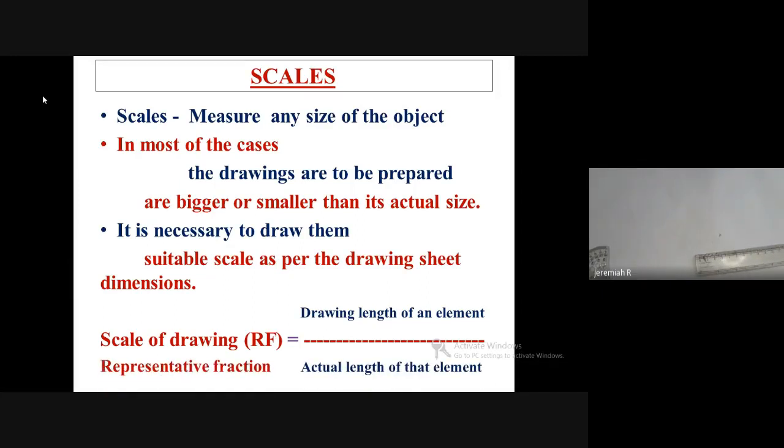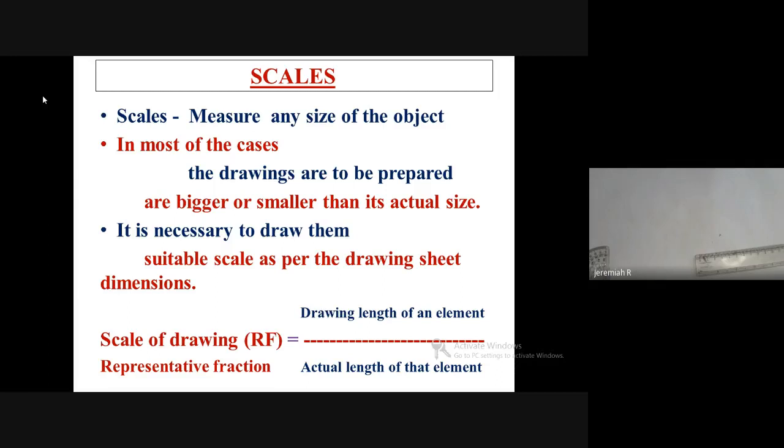The scale of drawing, or representative fraction. The name is scale of drawing. For ellipse, parabola and hyperbola, we have to remember one thing, eccentricity: focus to vertex distance divided by directrix to vertex distance. Similarly, if you want to draw scales, either plain scale, vernier scale or diagonal scale, we have to remember one thing, scale of drawing or representative fraction. Both are the same. The formula is the drawing length of an element divided by the actual length of the element.